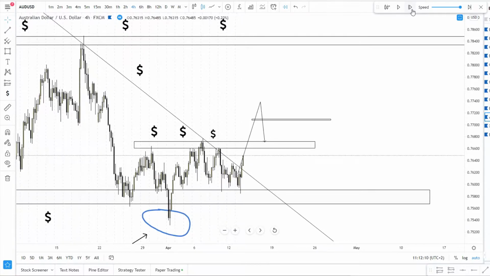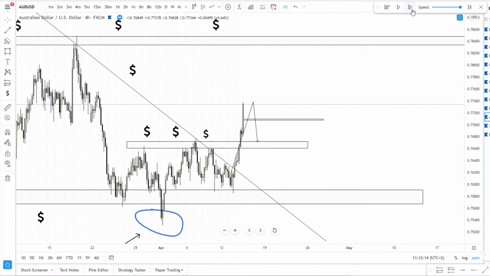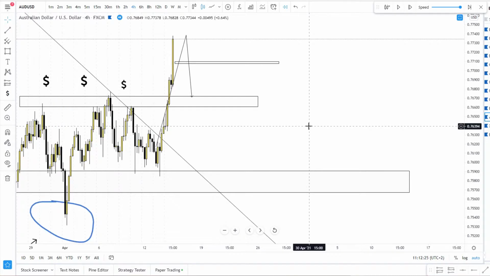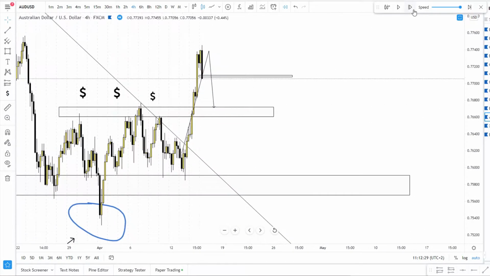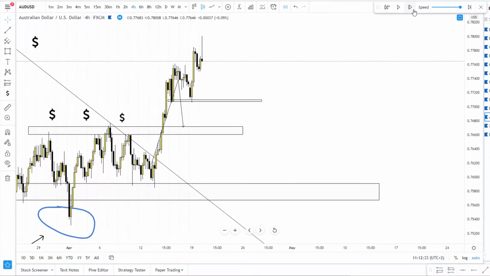It went down, now we break that trend line, and look, at this point, look, beautiful. At this point I would definitely take this. I was expecting it to move back to retest this, but look what happened. It went up, and up.